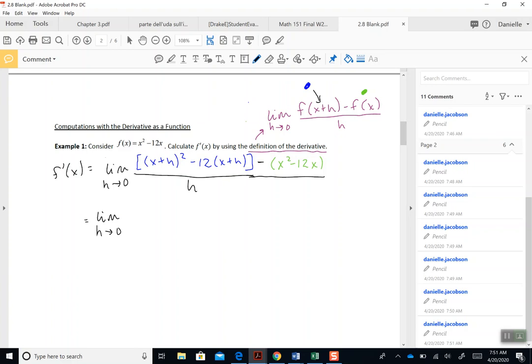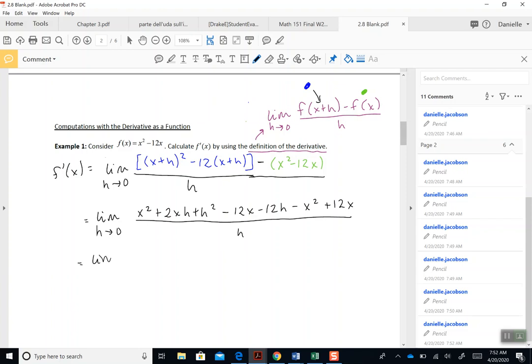I'm going to start by FOILing out the x plus h squared. When I do that, I'd get x squared plus 2xh plus h squared. Right, that's going to be minus, now I need to distribute this negative 12 through both terms in the parentheses. So we have a minus 12x minus 12h. Next, I'll distribute this negative, so we'd have a minus x squared, and then minus a negative gives us a plus 12x, right? That's all still over h.